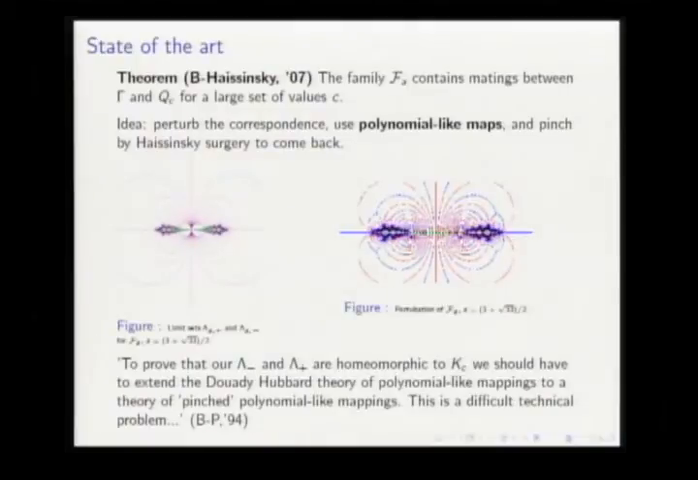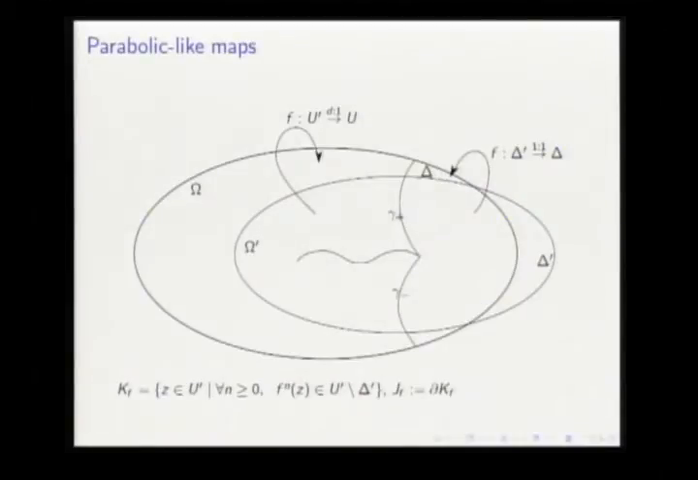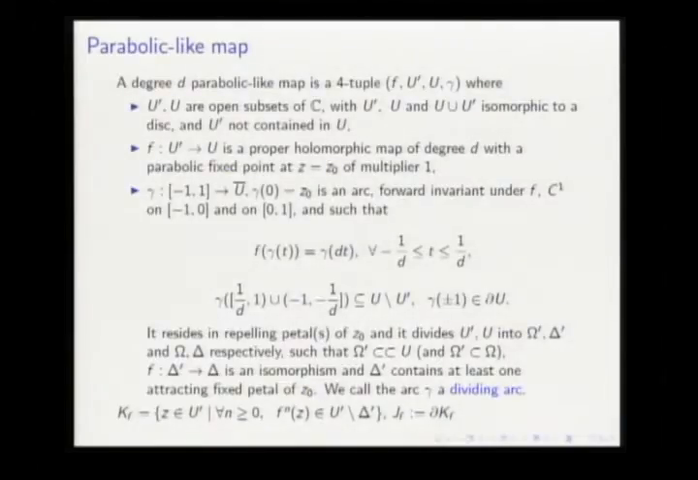The thing inside the red curves here is sent to what is inside the following red curve. So it doesn't really look like this. It looks more like this. This is a parabolic-like mapping, the object I defined in my PhD thesis. And I'm going to draw this picture for you here on the blackboard, because I prefer having the definition on the slide, because the definition is quite unpleasant and long to write.